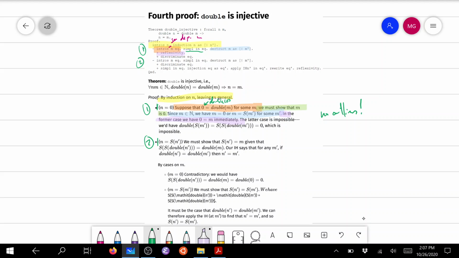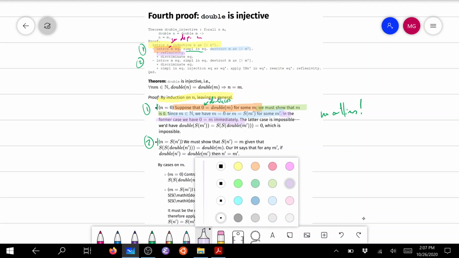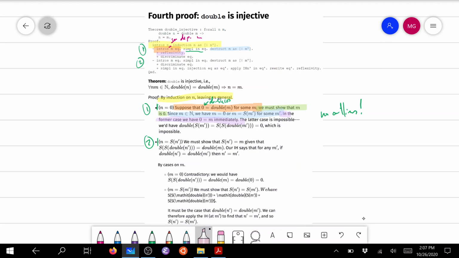One is correct, the one I highlighted in purple, and the other one, as we'll see in a moment, that I'll get going here in pink right after. The latter case is impossible. We'd have double S of m prime equals S of double m prime equals 0, which just isn't going to happen. So that corresponds to this discriminate eq. Okay, hopefully so far so good. Let's see how it goes in the next case.